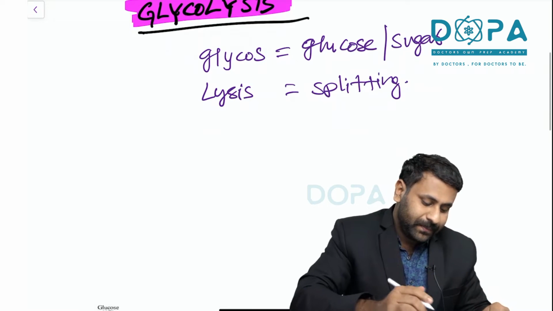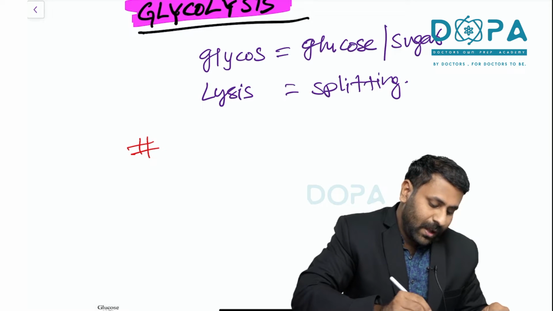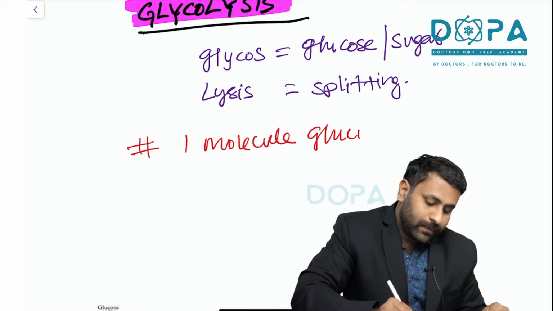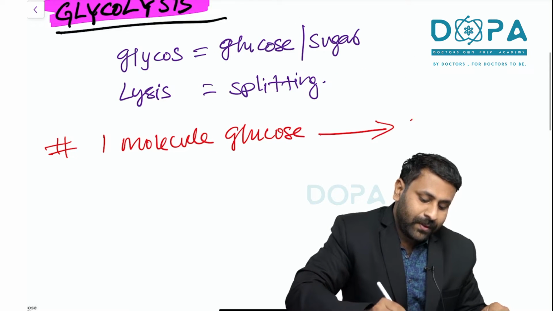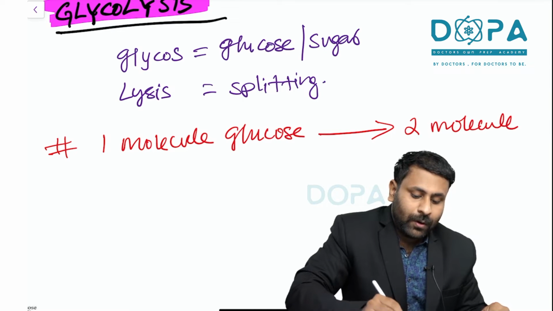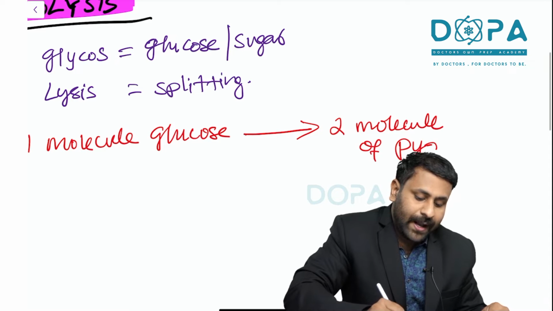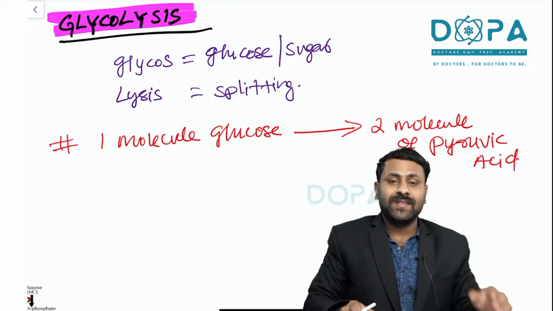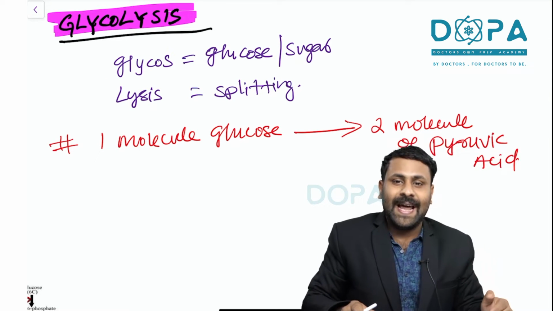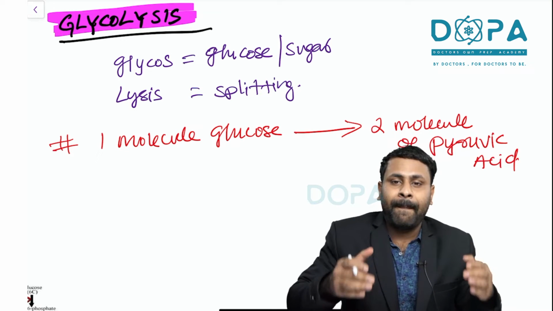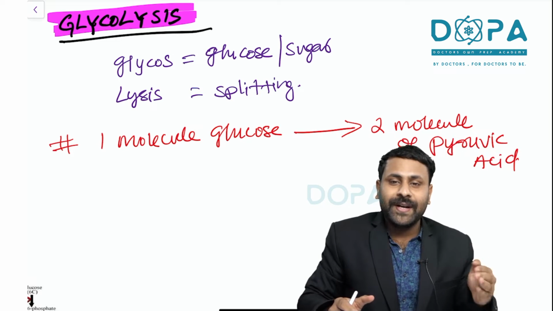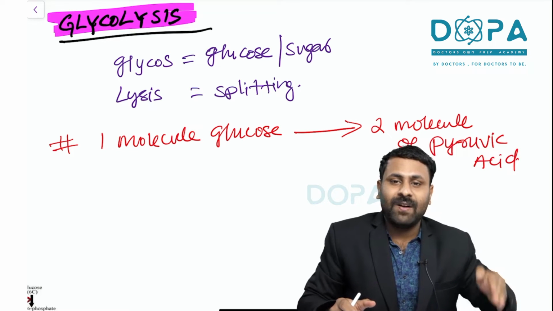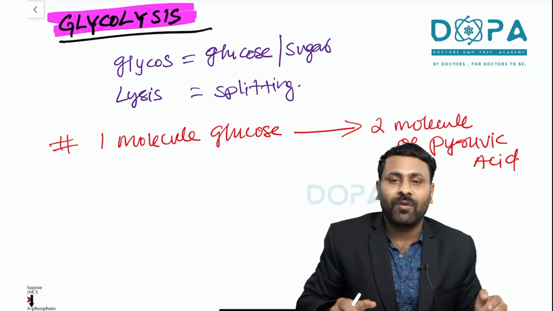So during glycolysis, one molecule of glucose splits into two molecules of pyruvic acid. It is simply called glycolysis. Glyco means sugar or glucose, lysis means splitting. We can call it simply splitting of glucose is called glycolysis. During glycolysis, one molecule of glucose splits into two molecules of pyruvic acid.